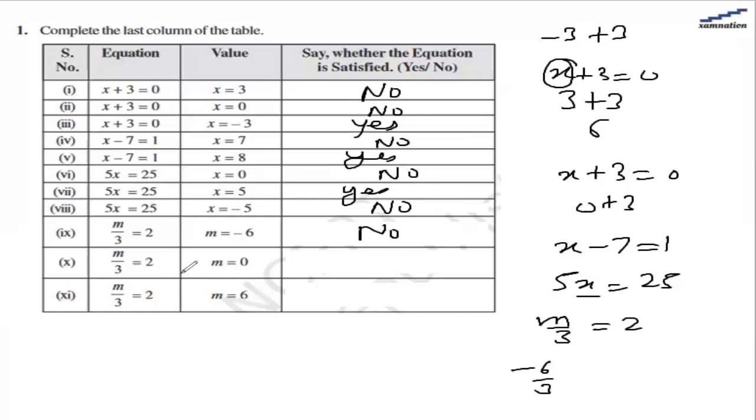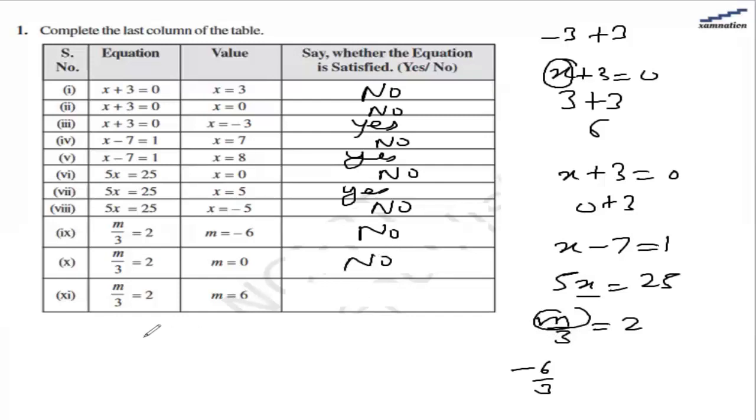For the 10th part, we have m by 3 equal to 2, and the value given for m is 0. So when we replace m with 0, we get 0 by 3, which is 0. So the left hand side becomes 0 and the right hand side is 2. So this equation is not satisfied.